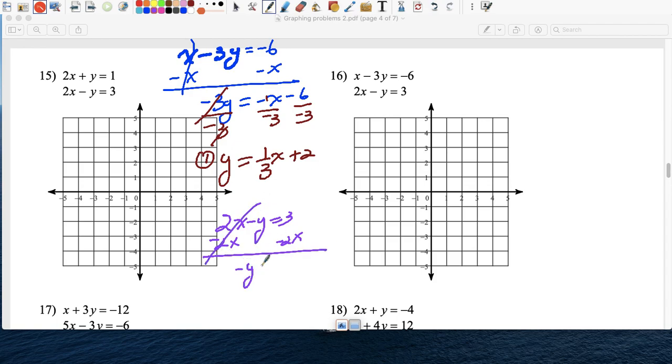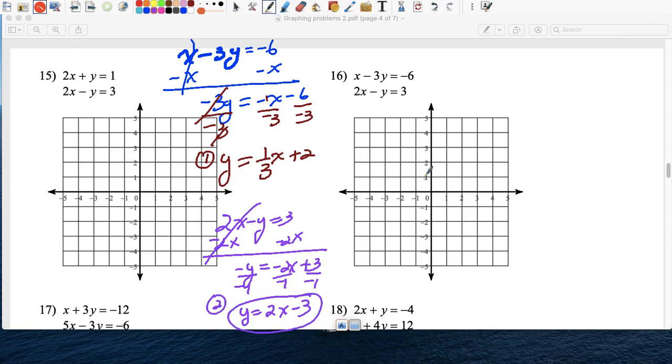I'm left with negative y equals negative 2x plus 3. And I'm going to divide everything by negative 1, right? Which basically changes everyone's sign. So negative y becomes positive y, negative 2x becomes 2x, and positive 3 becomes negative 3. And this is equation 2.